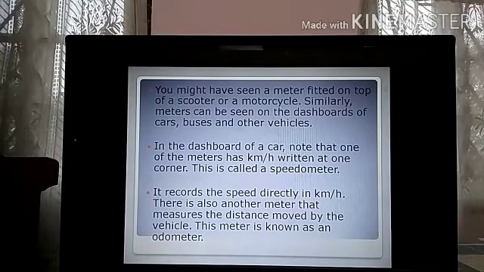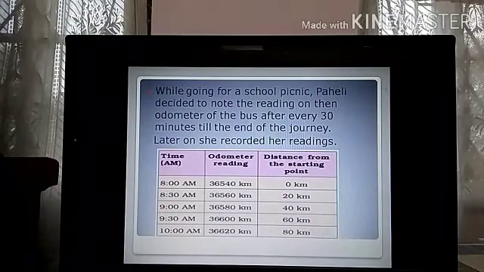So you will see 2 meters there, 2 dials. On one dial you will see km per hour written, and on the other dial you will see only kilometer written. The one where km per hour is written is the speedometer, and the dial where only kilometer is written is the odometer. So what is the odometer? It will tell you how much distance you have traveled.